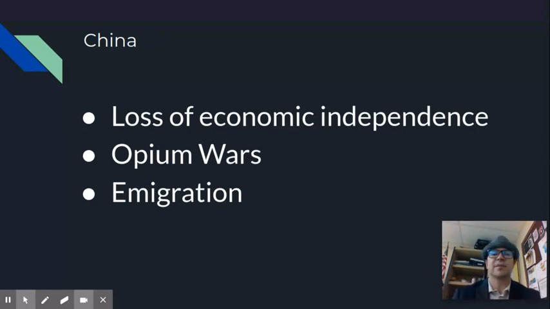China in this time period, this isn't the powerful China of old. China has experienced the loss of economic independence. They are essentially being forced to trade with more powerful countries, in this case, the Europeans and America. And so they don't really have the luxury of trading with whom they want and what they trade. A big example of this, of course, is the Opium Wars.